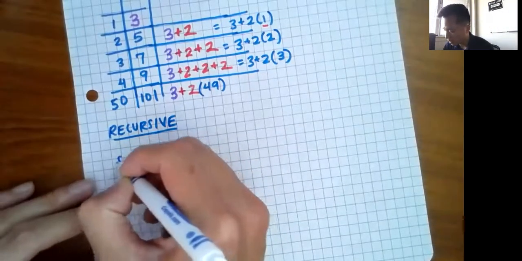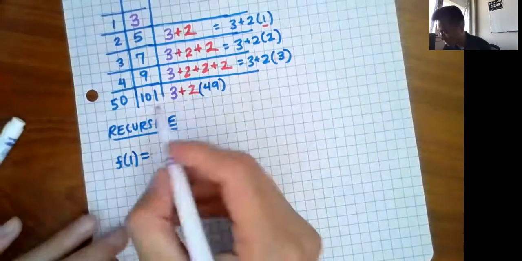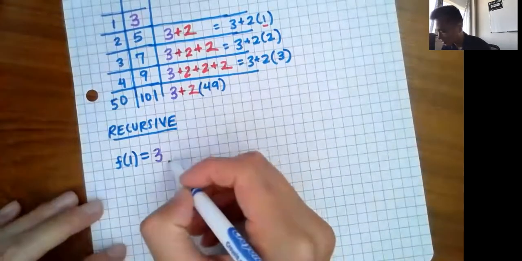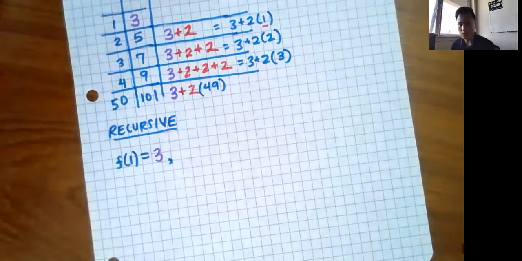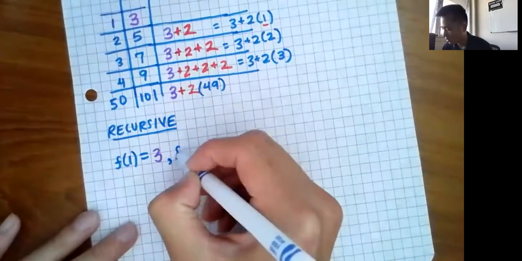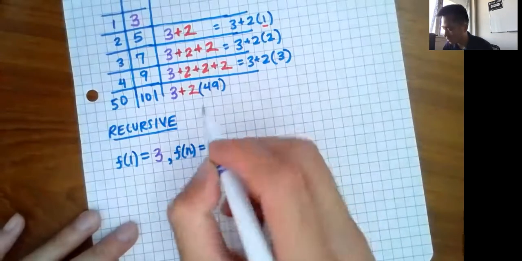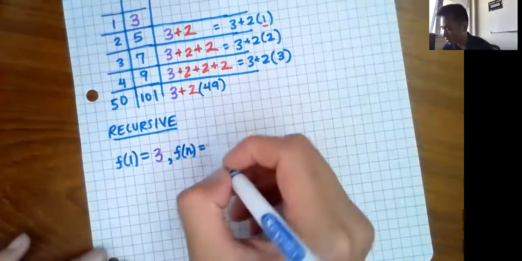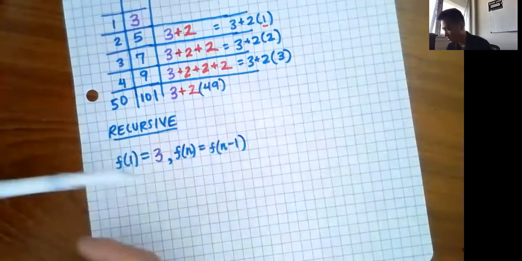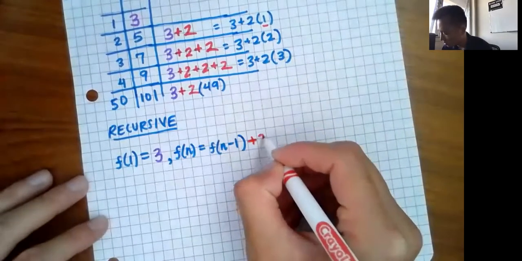So I would say f of 1 is equal to 3, because that's the first term in the sequence. And then I have to say what the pattern is. I would say the function, or the number in the sequence, is always equal to f of n minus 1 plus 2.